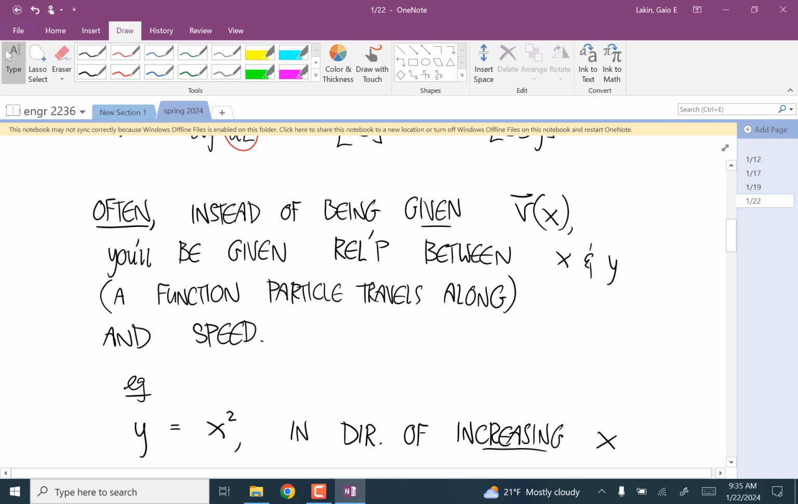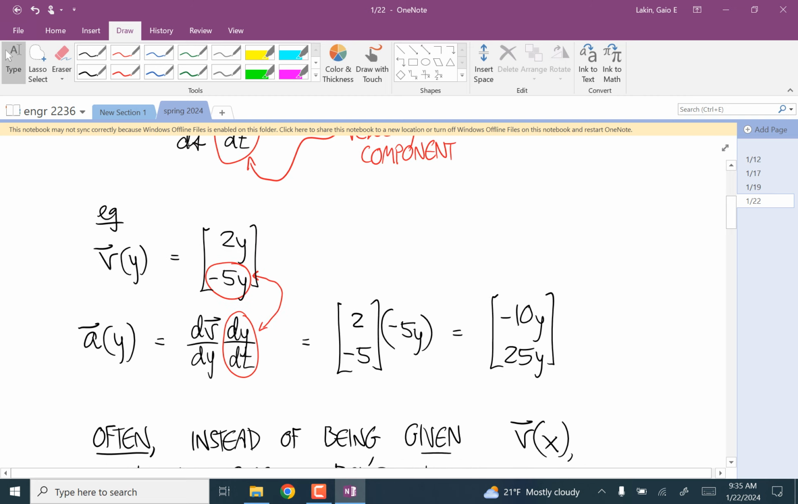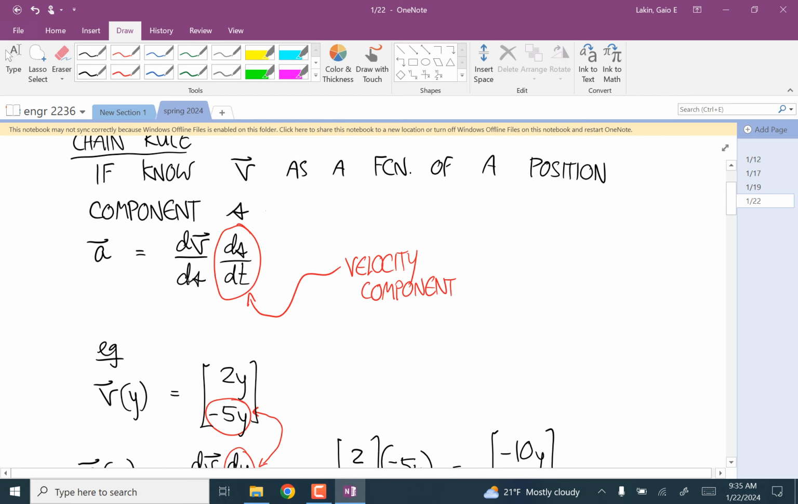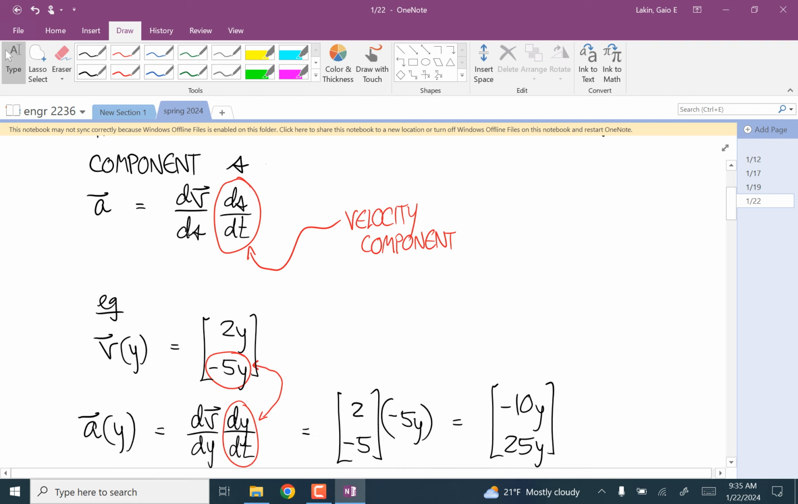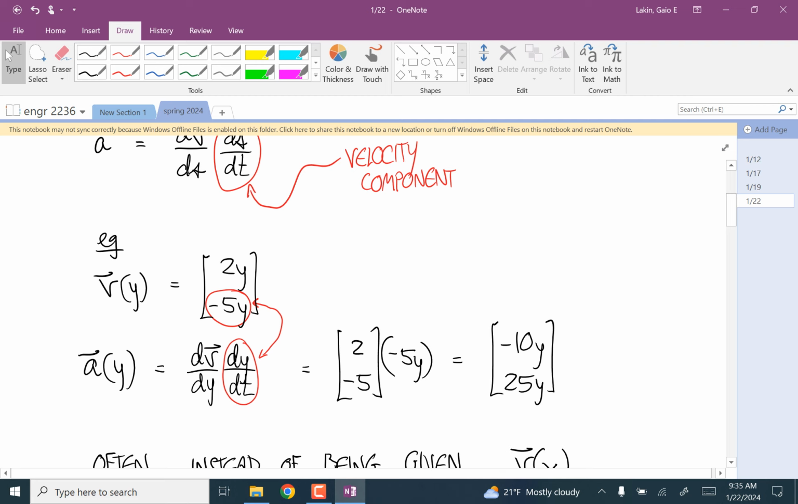But acceleration should make your brain start to think about masses and forces, because why do we even care about the acceleration? We came up with the velocity as a function of x or as a function of y. Why would we particularly care about the acceleration? Because acceleration is the way that you go from kinematics to kinetics through Newton's laws. Acceleration is the only way to go there.